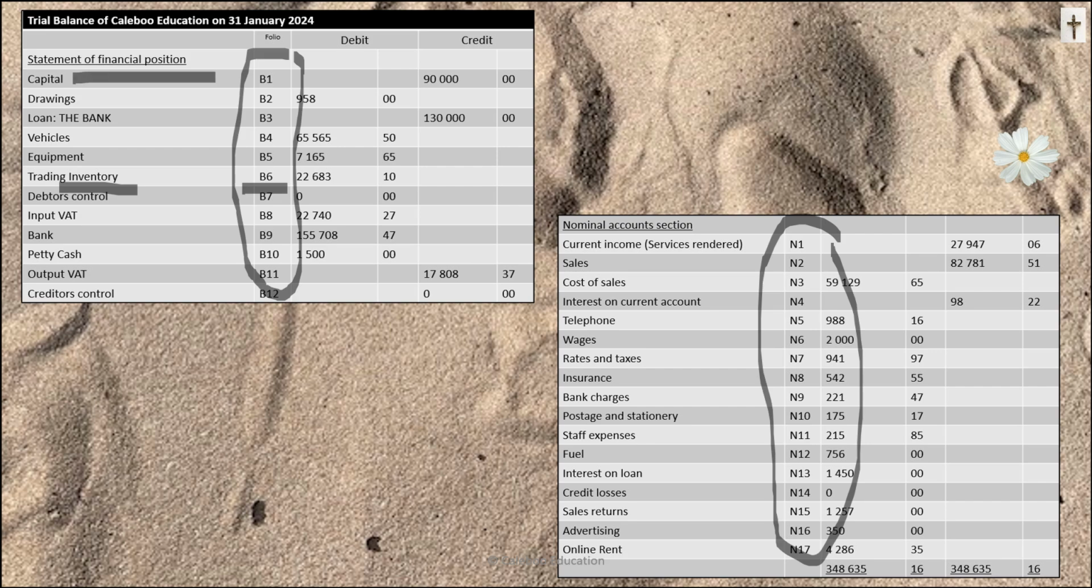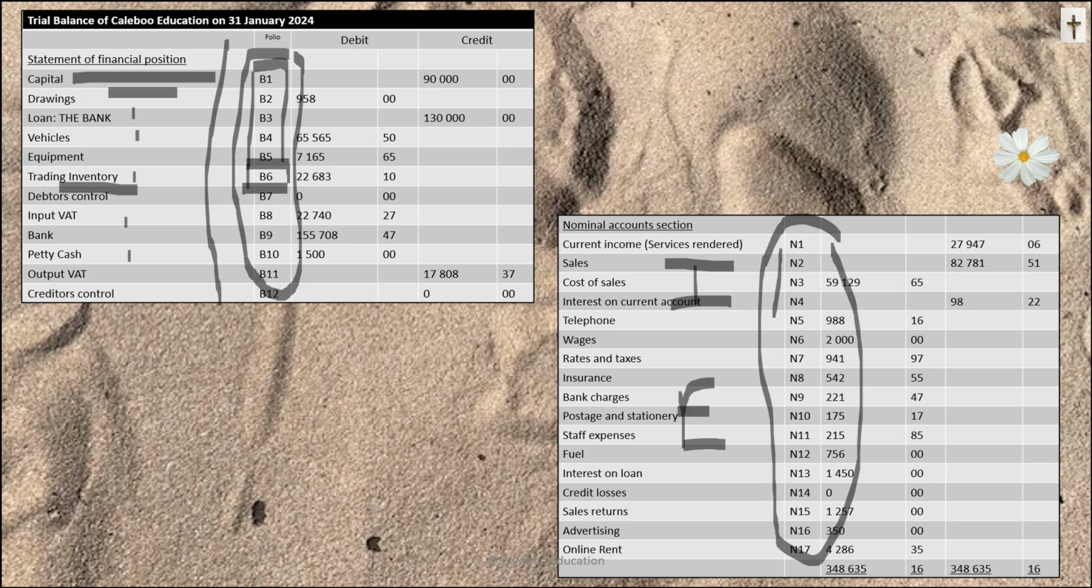The statement of financial position, more about that later, used to be called a balance sheet. So these Folio references are still B, which stands for balance sheet, which is actually the statement of financial position. But every single asset, owner's account, and liability have B folios in our example, and all the income and expense accounts have N folios, standing for nominal account section.